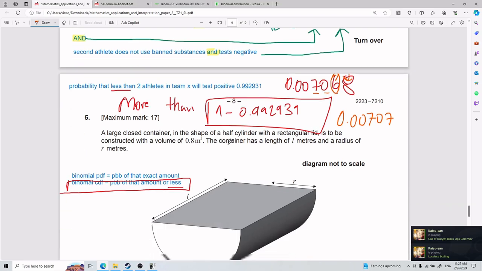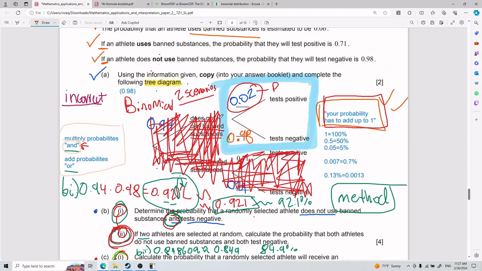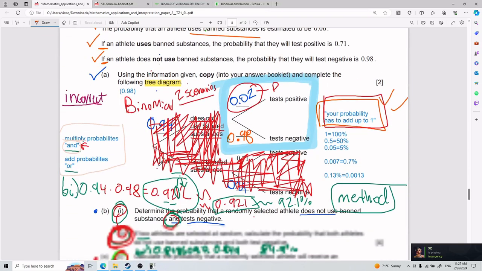Okay? So, ladies and gentlemen, number 4 was a hard tree diagram problem, but you also now know pretty much everything you need to know about tree diagrams. So I hope it helped. I'll see you around, and number 5 is coming up.